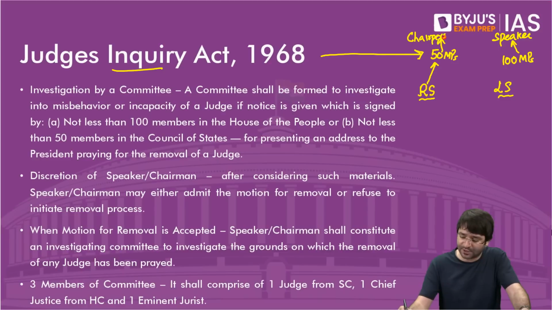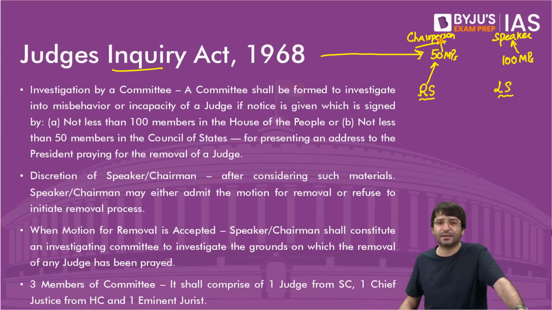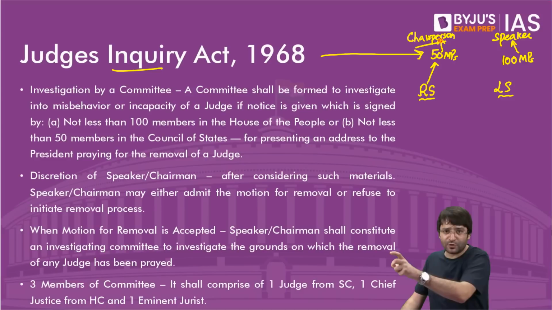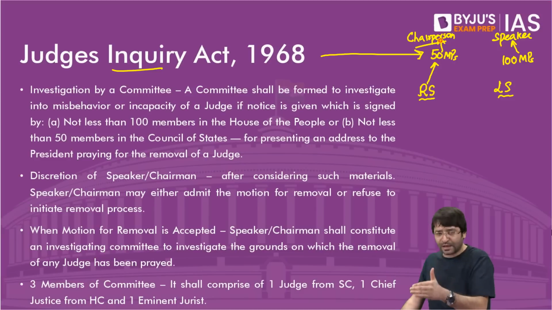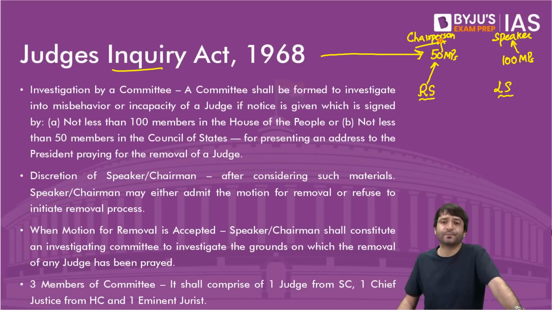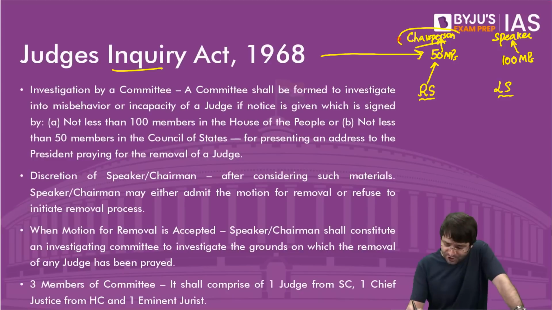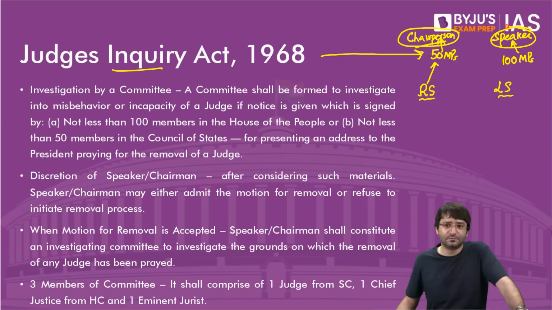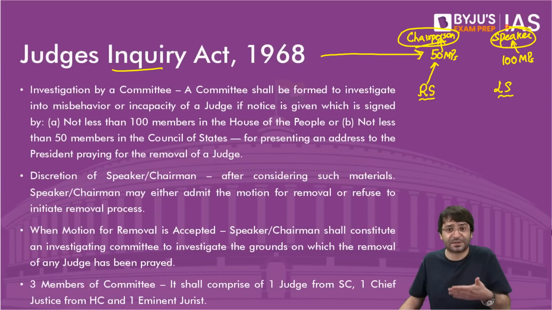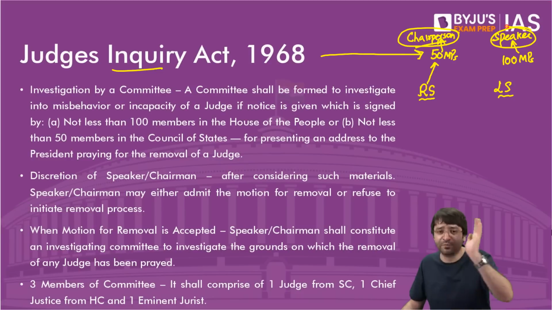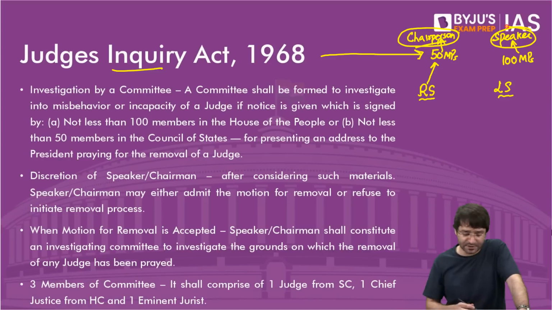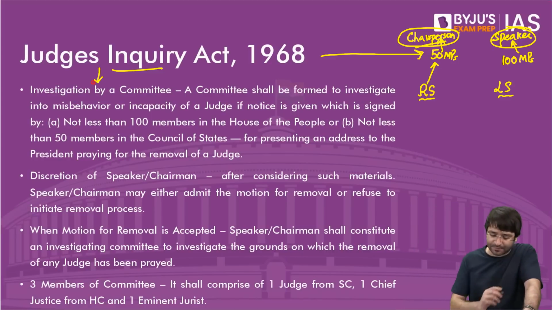the Vice President of India, the chairperson of the Rajya Sabha, saying this particular judge of the Supreme Court or High Court should be removed, and these are the grounds of misbehavior or incapacity. If the chairperson accepts, first, the chairperson has to accept. This is where the discretion of the chairperson rights. It's not binding for the chairperson to accept this proposal, to accept this motion, to accept the suggestion of removing a judge. If the chairperson accepts, if the speaker accepts, then a committee will be set up.